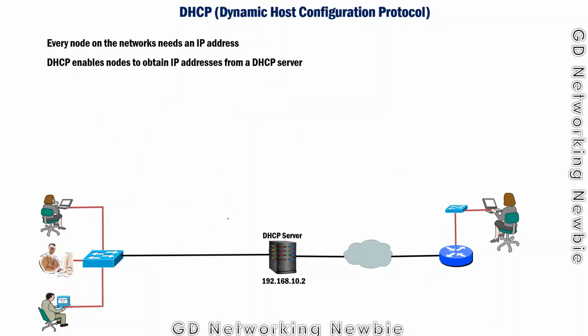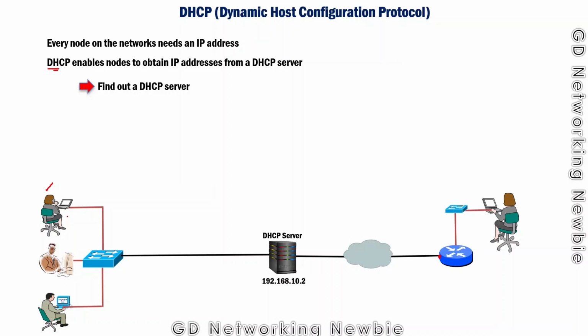So DHCP has a DHCP server, and the DHCP protocol enables these nodes or these interfaces of the router to obtain an IP address from the DHCP server. It means there will be some server there, and the DHCP protocol allows these nodes to obtain an IP address from the server. Now this whole process can be divided into two steps.